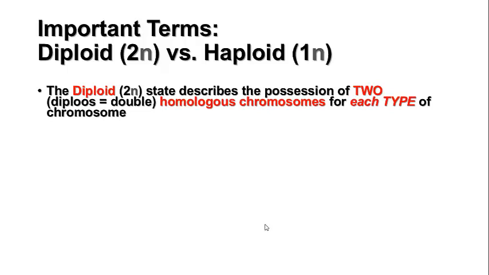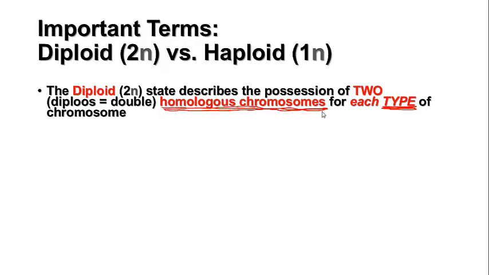All right, so the diploid or 2N state describes the possession of two homologous chromosomes for each type of chromosome. So within each type of chromosome, whether it is any one of the 22 autosomes or possibly a sex chromosome, for each type of chromosome we're going to have two homologous chromosomes. That's where the pair reference comes from. Okay, so for each type of chromosome, we are going to have a pair of homologous chromosomes.